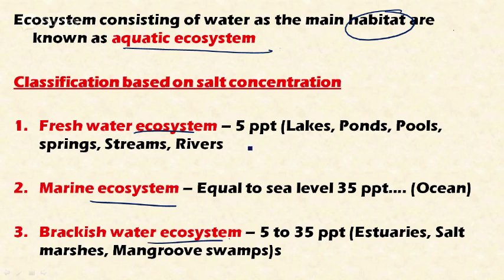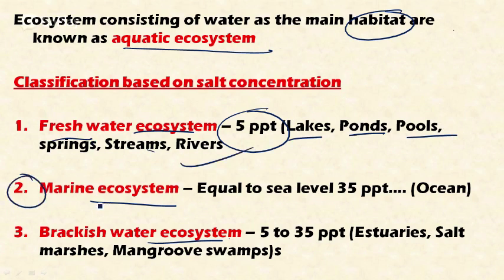The freshwater ecosystem has the lowest salt concentration. It consists of only 5 ppt, that is 5 parts per thousand of salt, and examples include lakes, ponds, pools, springs, streams, and rivers. The second classification is the marine ecosystem.